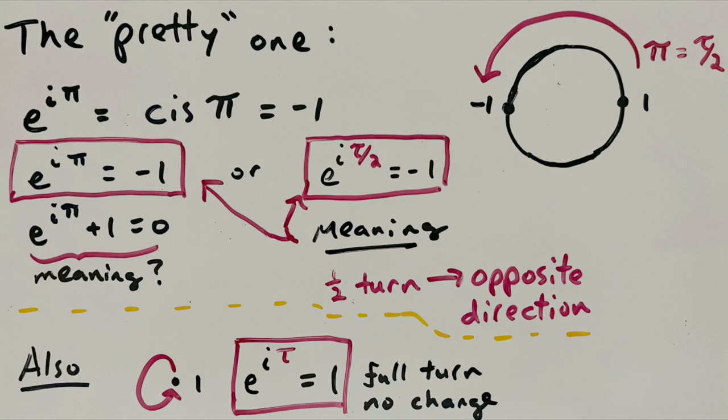Not particularly happy with moving the -1 to the left for a plus sign, but hey, to each their own, I guess. But the big takeaway is that e to the i times some fraction of tau is a rotation by that fraction of a circle.